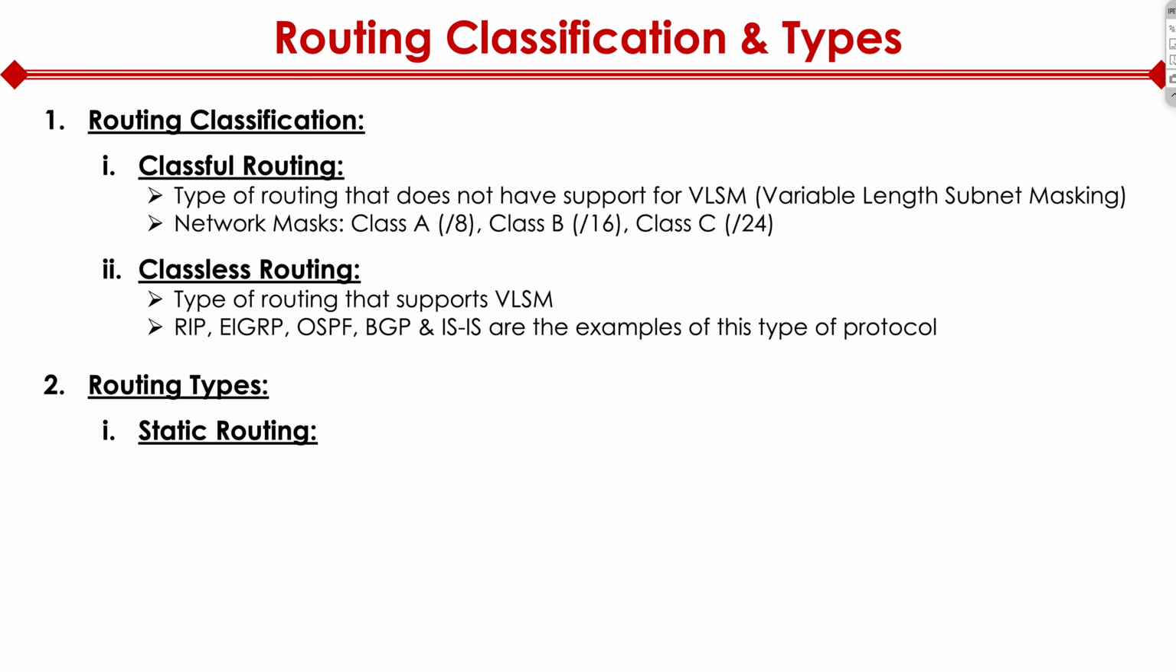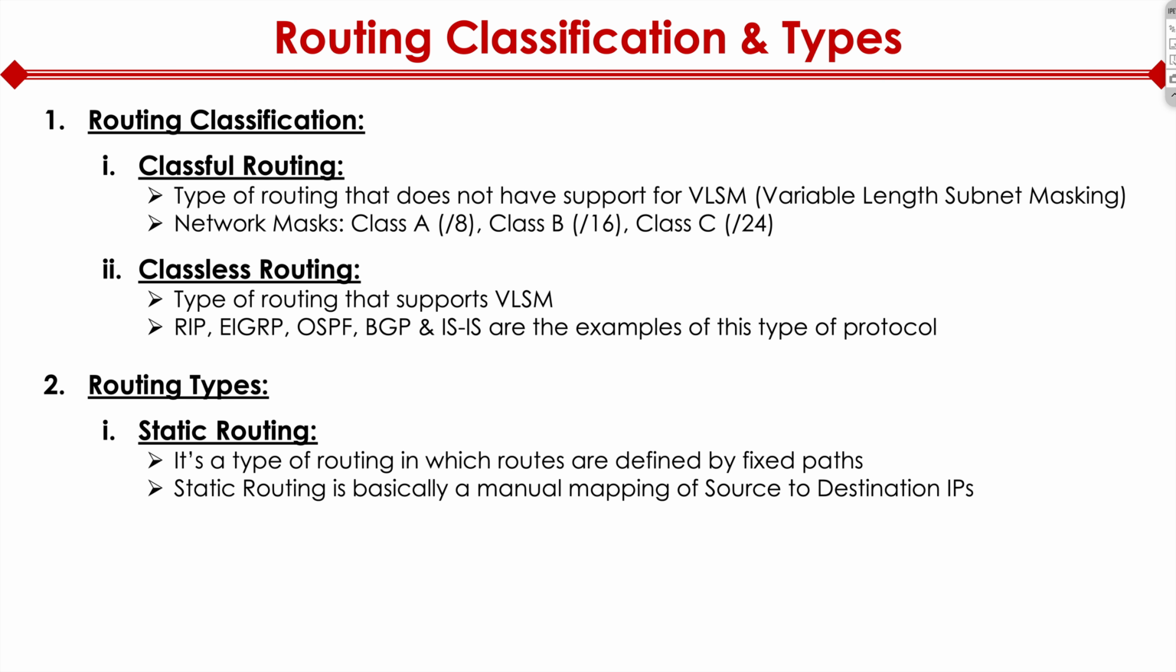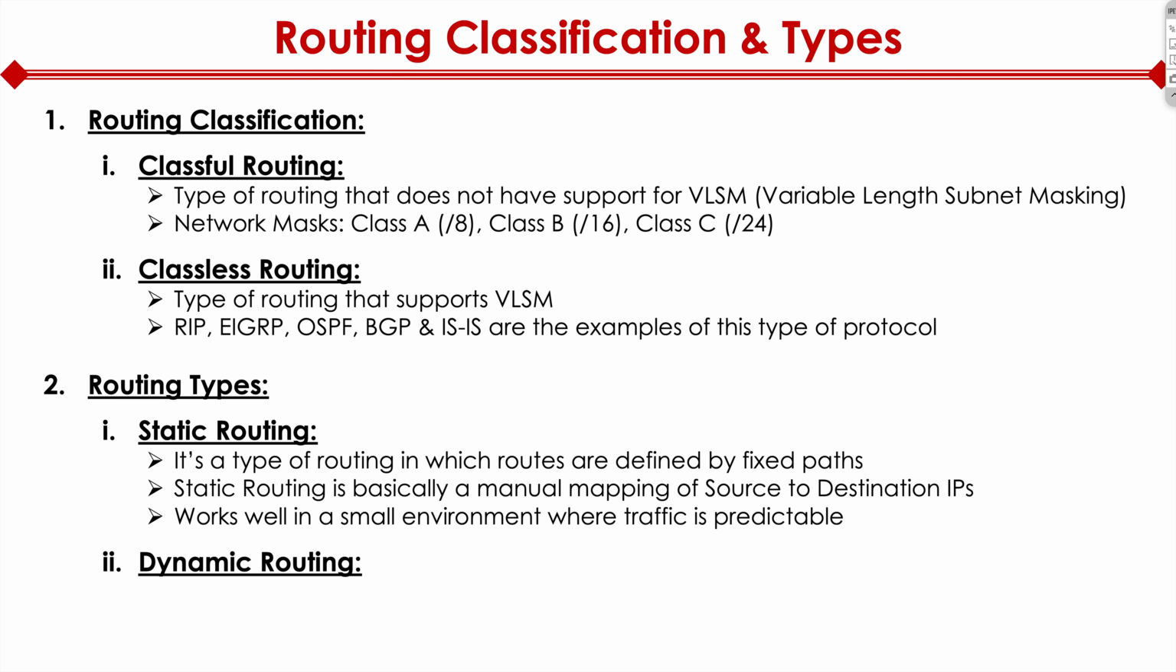Routing types. There are two different types of routing. Static routing. This is how we manually type in the routes. And it's designed to define fixed paths. It works well in small environments where traffic is predictable. The other one is called dynamic routing. That's the preferred mechanism. That's the type of routing in which routes are learned auto-magically.